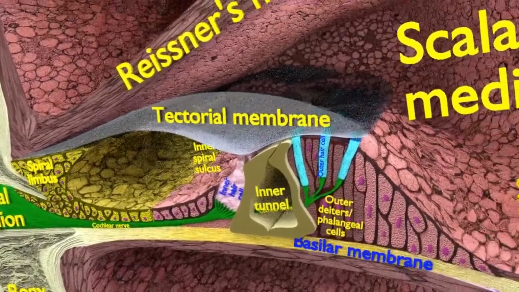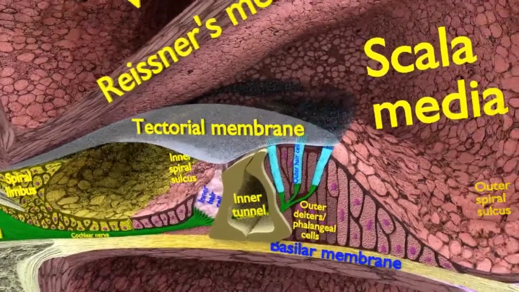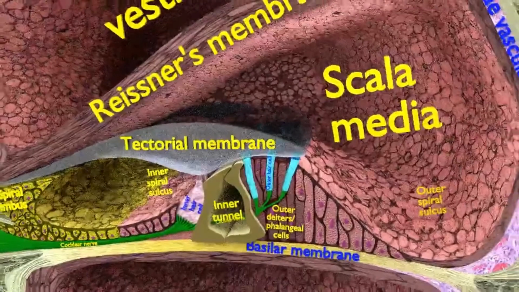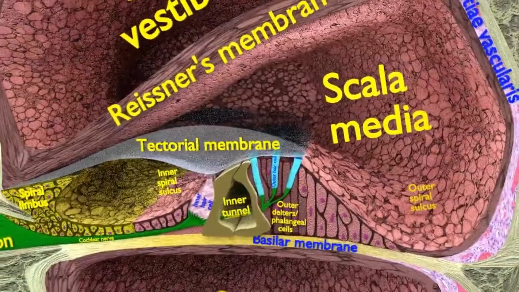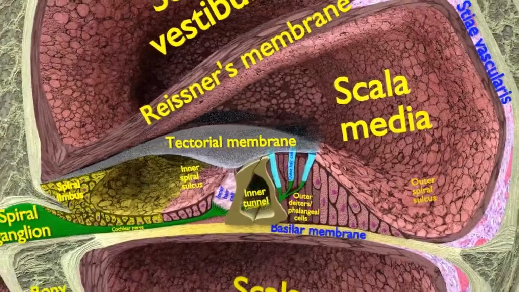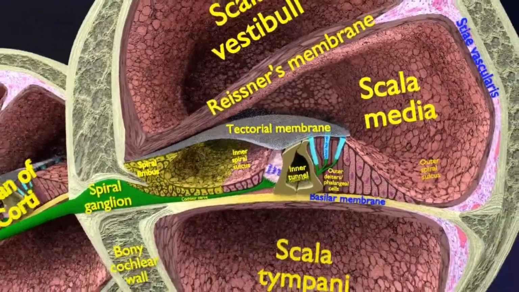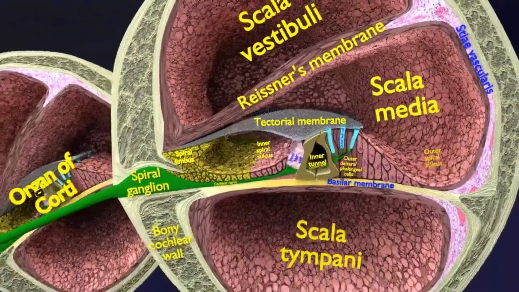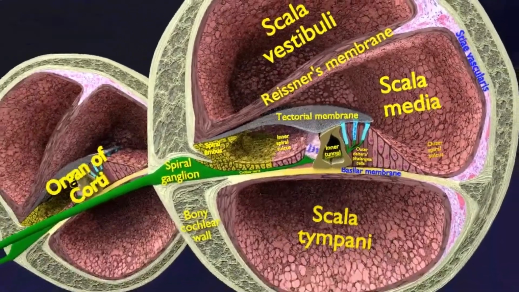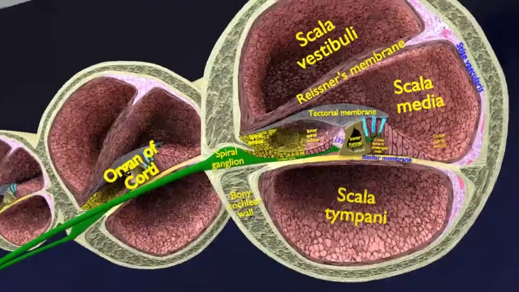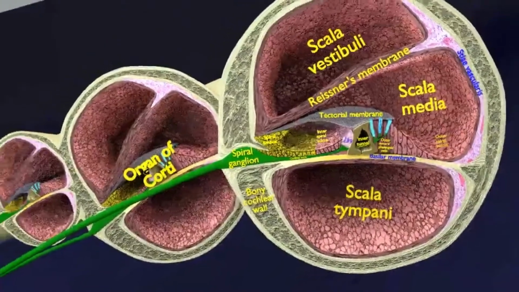The scala media, filled with endolymph, is surrounded by the vestibular or Reissner's membrane on the side of the scala vestibuli and by the lateral wall composed of the stria vascularis and the cochlear promontory. It is separated from the scala tympani by the basilar membrane. The organ of Corti rests on the basilar membrane.